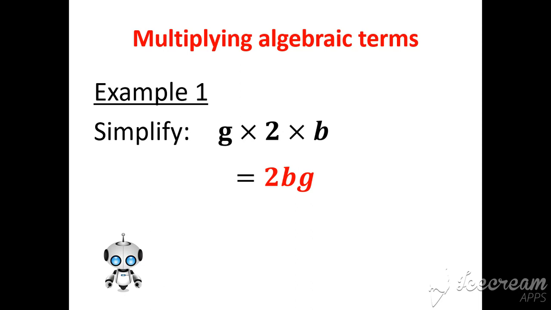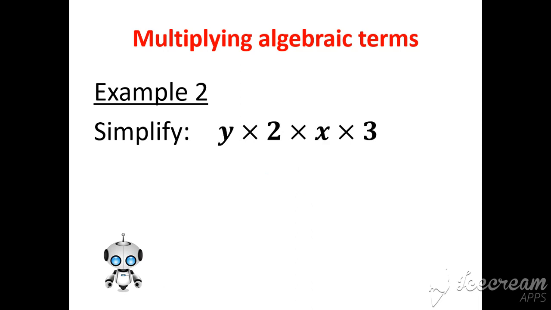Remember, when we multiply, it doesn't matter which order we do it, because 6 times 2 is the same as 2 times 6. So it doesn't matter if we mix up the order when we multiply, so long as we follow these rules. Put the number first and then write it alphabetically.